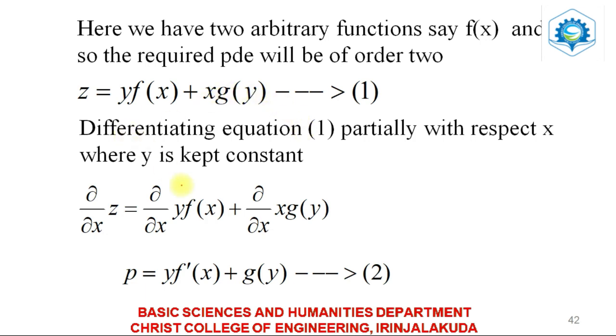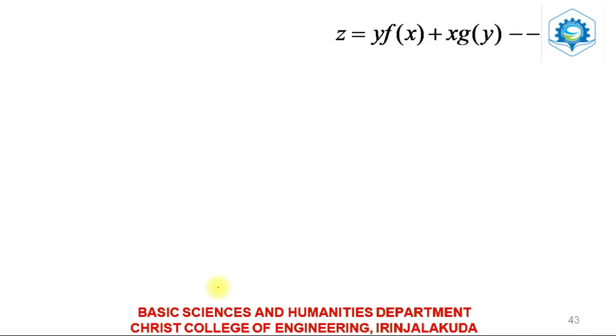Differentiate the given equation with respect to x. What we get? p equal to y, which is a constant taken outside, into f dash of x, plus g of y, which is a constant, into x. So that is our equation: p equal to y into f dash of x plus g of y. Now we have z equal to y f of x plus x g of y, first equation. Now p equal to y into f dash of x plus g of y, second equation.